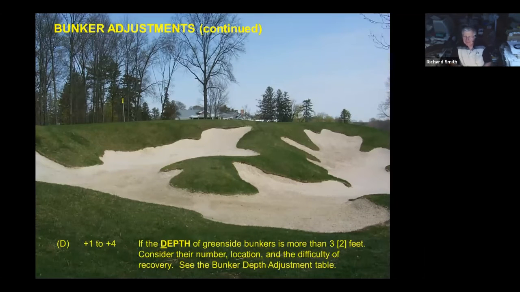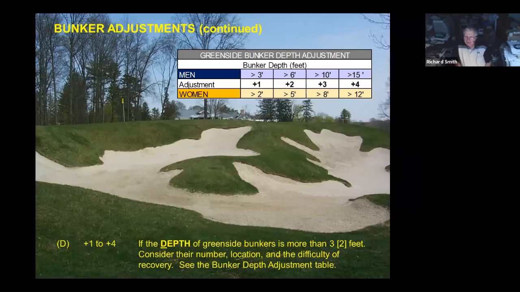Depth is a significant feature to bunkers, and we can have adjustments from +1 to +4 depending on the depth, the number of them, the location, and difficulty. And there is a table for that. So for men, the first break point is if the depth of the bunker is greater than 3 feet, you get a +1 D adjustment. If it's greater than 6, your adjustment is +2, and so on. For women, the first adjustment comes in if it's greater than 2 feet, and then the second greater than 5, and onward.